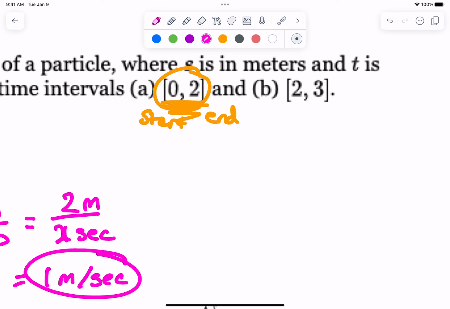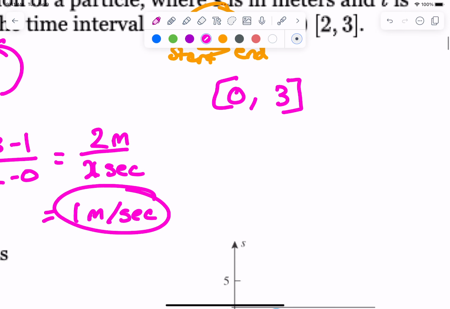This was me going 0 to 2 seconds. Let's say I go from 0 to 3 seconds. Do you think my average velocity will be more than 1 or less than 1 if I'm going 0 to 3 seconds? Less? Do you think it'll be less than 1 meter per second for velocity, if I'm going from 0 to 3 seconds? The average velocity, 0 to 3 seconds?